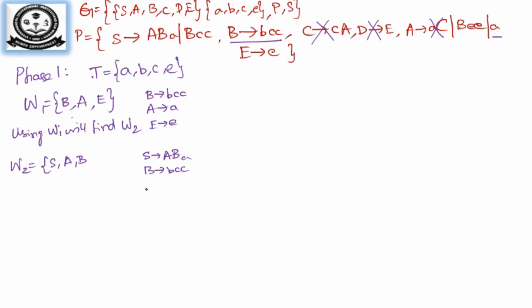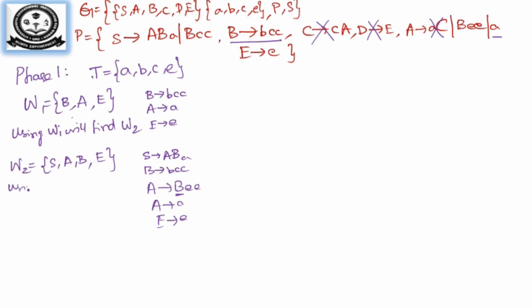So we'll see the second rule for A. A tends to capital B, EE. Capital B is there in W1, so A is included, and A tends to A. So these are the rules that are accepted. Okay, so that is done.